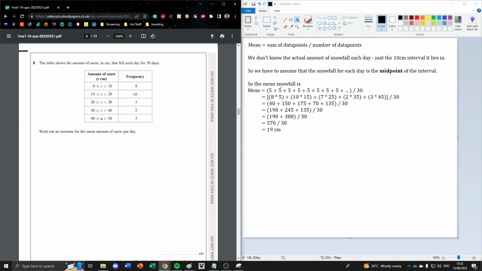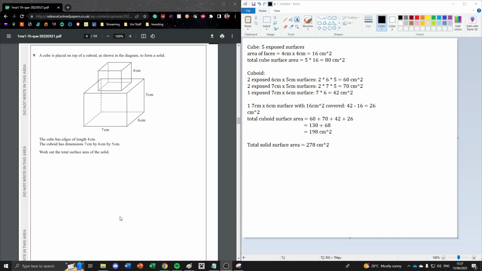So to calculate the mean snowfall, we do 5 plus 5, 8 times, and then do 15 added together 10 times, and obviously that's just a proxy for multiplication. So we can shorten this down quite a lot and say it's 8 times 5 plus 10 times 15 plus 7 times 25 plus 2 times 35 plus 3 times 45. And obviously you can see here we just work through that addition on the numerator. Obviously there's many different ways you could do this. This is just the way that I did it in a non-calculator fashion. And we end up with 570 divided by 30, which is 19 centimeters, is our mean snowfall per day.